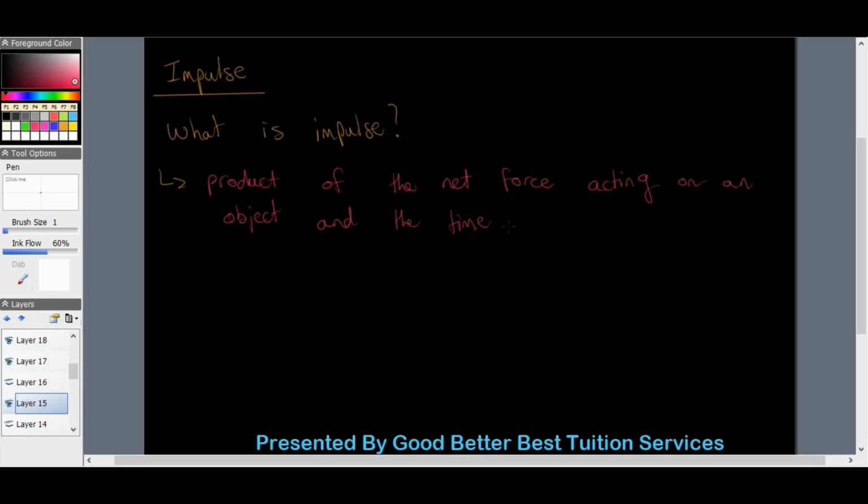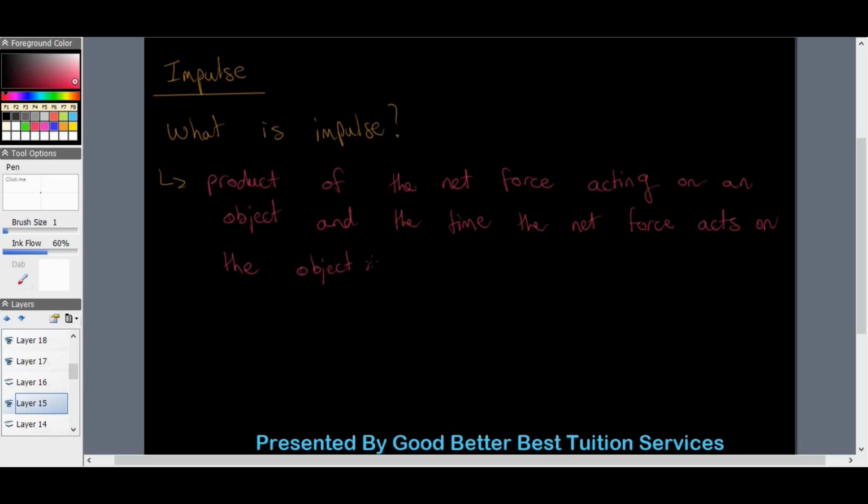the net force. Just make sure I'm not getting my words mixed up here. I've got the product of the net force acting on an object and the time the net force acts on the object. So the net force value times the time it takes for the net force to act on the object. That's essentially what it means in simpler terms.